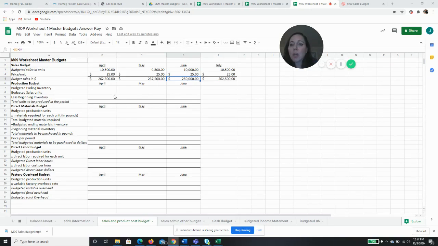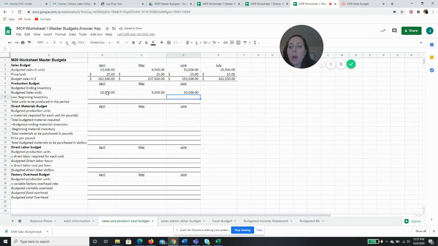Okay, so we're going to skip the first line for a second, and we are going to get our budgeted sales units, which we have up here. So for April, 10,500. For May, 9,500. And for June, 10,000.